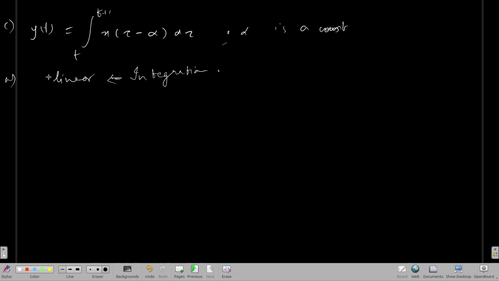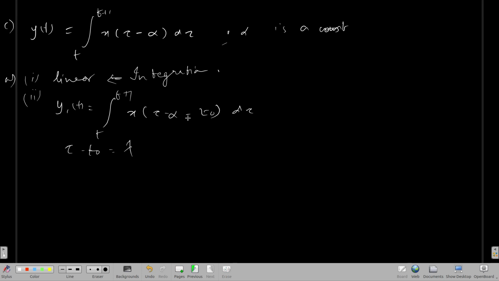Right. Now let's see for the time variance part. So how will it look if the input is shifted? y1 of t is equal to the integral from t to t plus 1 of x of tau minus alpha minus t0 d tau. So again, like last time, we have to adjust the variable of integration. So I am taking tau minus t0 equal to lambda.